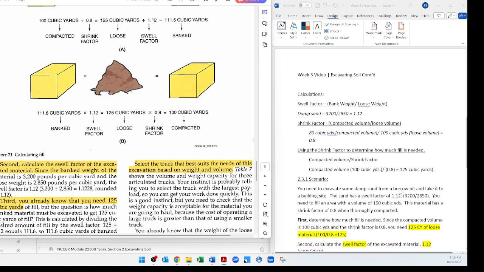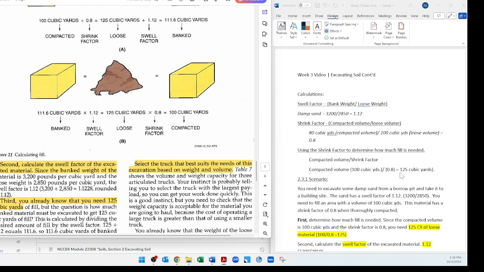Now, here's the scenario. And these are the factors, these are the calculations that we're going to use. You need to excavate some damp sand from a borrow pit and take it to a building site. The sand has a swell factor of 1.12, which we did way over here. And we did it again up here because the damp sand was 3,200 bank, 2,850, and that has a swell factor of 1.12. So that's the material that we're going to be using. This right here, this 125 cubic yards of soil that we're going to have has a swell factor.